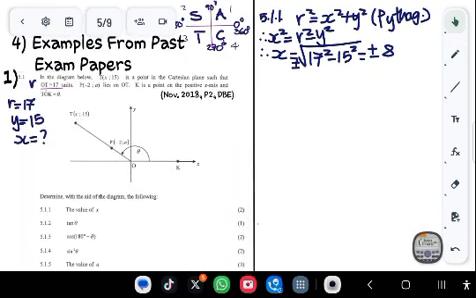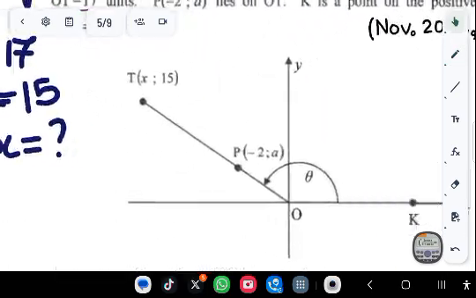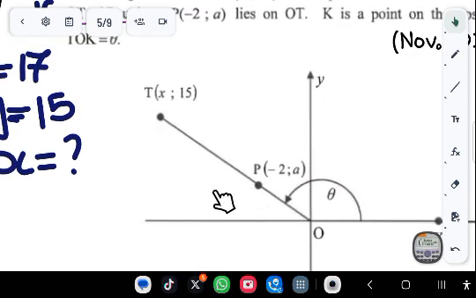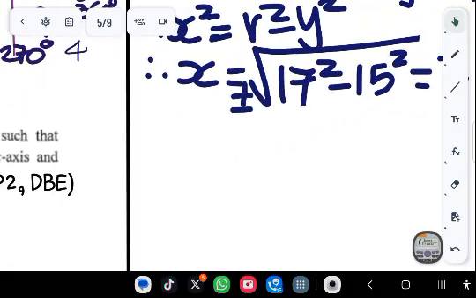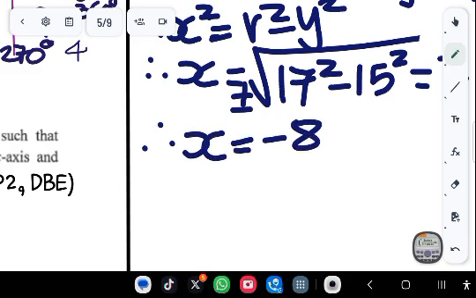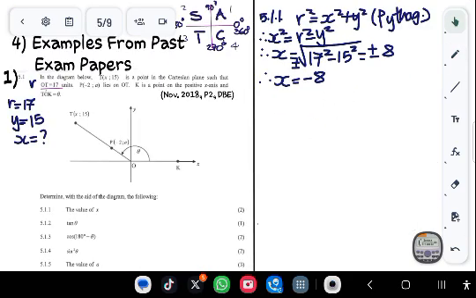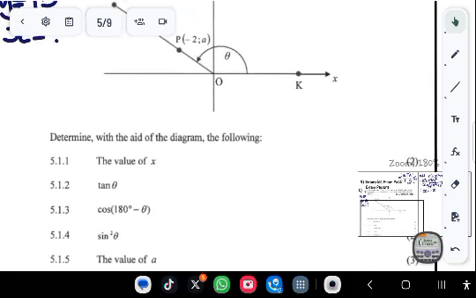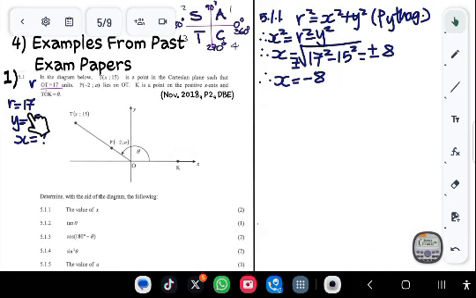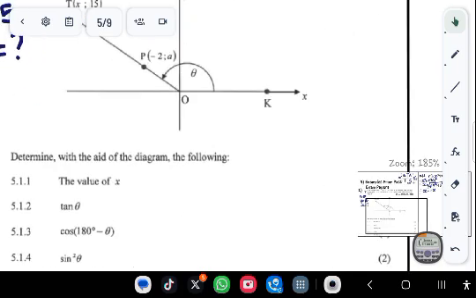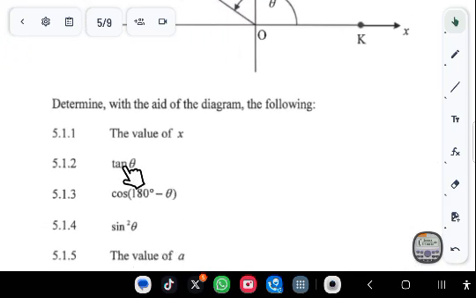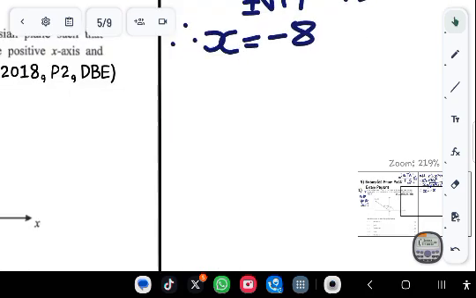Now, which one matches with the location of the angle? The angle is on the negative x axis, so therefore the x is negative. x is equal to negative 8, and that's how you find the answer to that one. Now that we've got our x, y, and r, we can now easily find whatever trigonometric ratio they want us to figure out. Now the next one is tan theta.